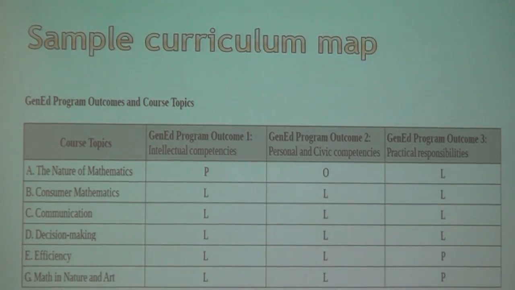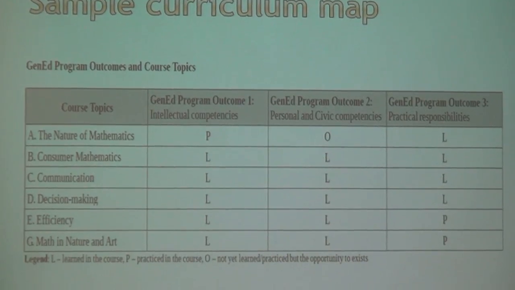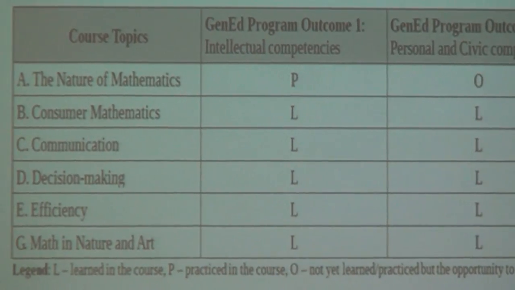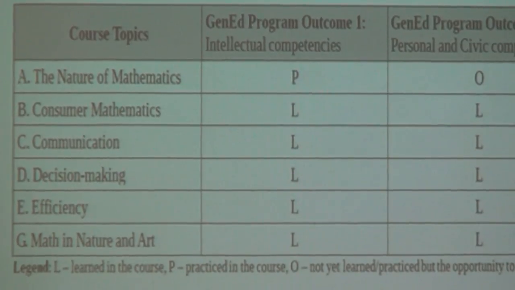For the course topics that we have identified, this is CSBs. Those are our topics. And then take a look at the general program outcomes. One, intellectual competencies. I hope you still remember a few slides back. And then two, and then three. This is not very detailed, but if you do a detailed version, you will have to go to the level of the actual topics, and probably rationalize, no? Why are you saying that it's learned in the course, it is practiced in the course.